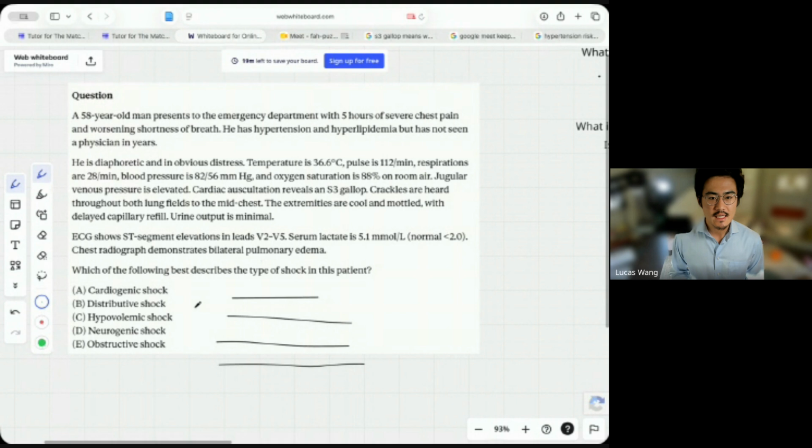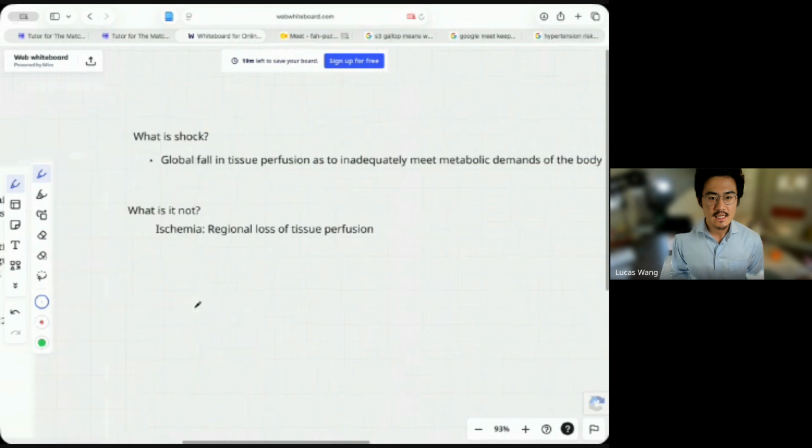And in order to do that, we really have to have a good understanding of what shock is, what the different types of shock are, and how they differ from one another. So how can we do that? Let's talk about shock first.